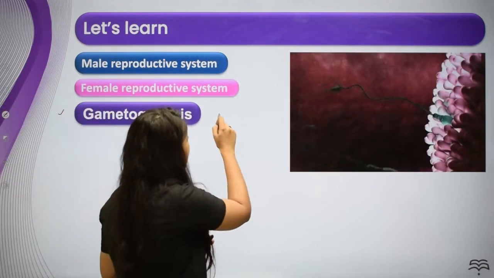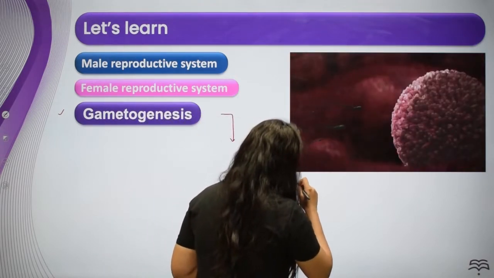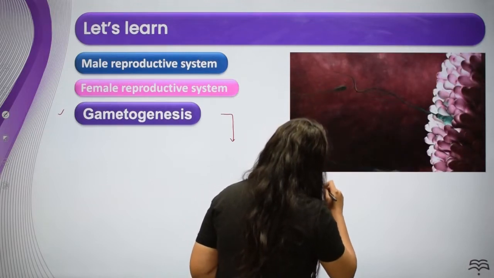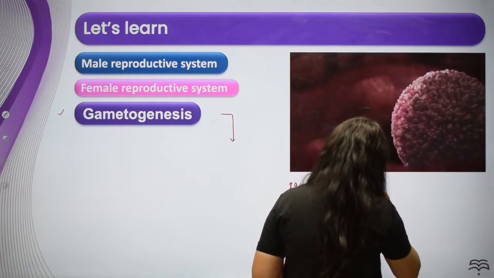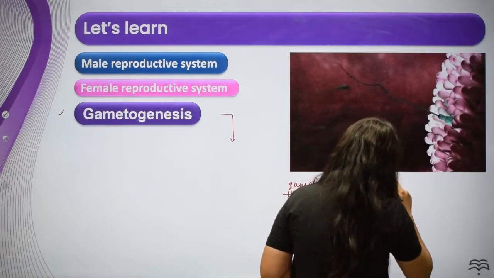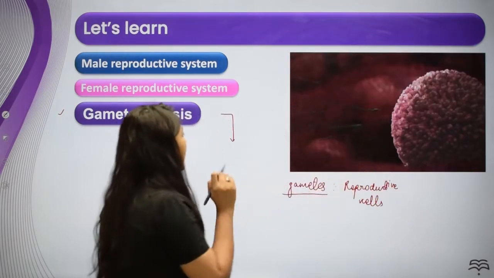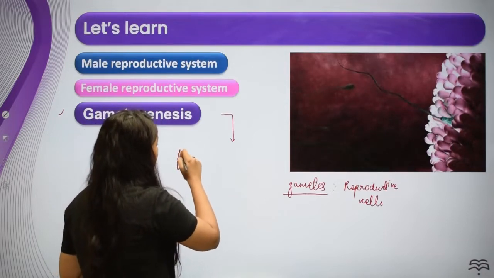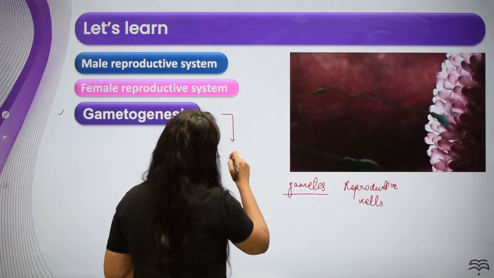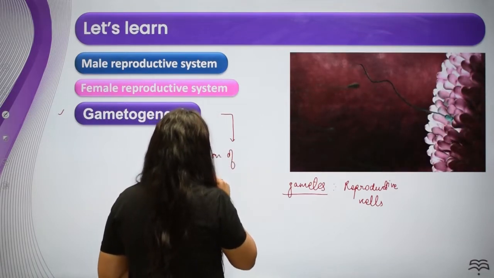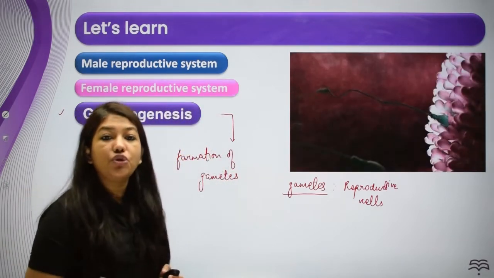Now, what is this gametogenesis? See, we all know what gametes are. I will quickly write here. What are gametes? Gametes are reproductive cells, right? Gametes are reproductive cells. We also call them sex cells. Okay, so formation of gamete is nothing but gametogenesis, right? Formation of gametes. So here we will be talking about formation of male gamete and formation of female gamete.